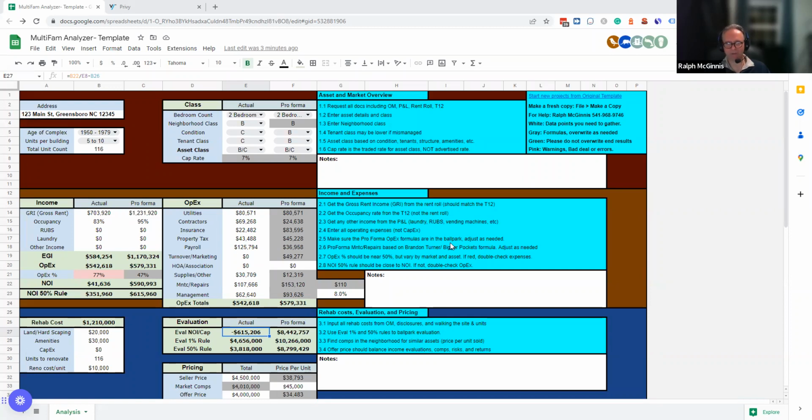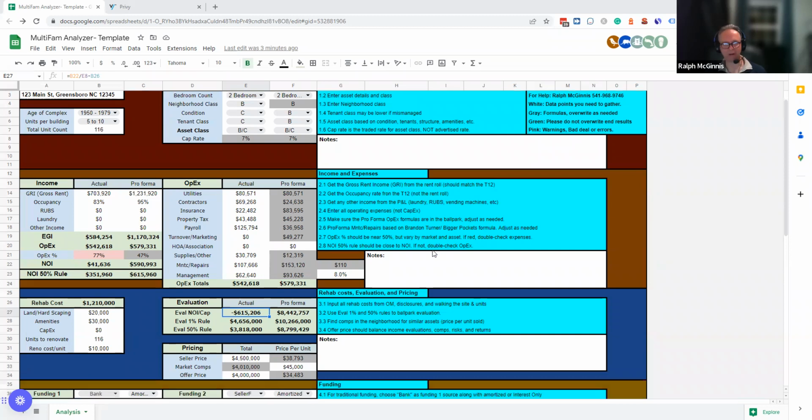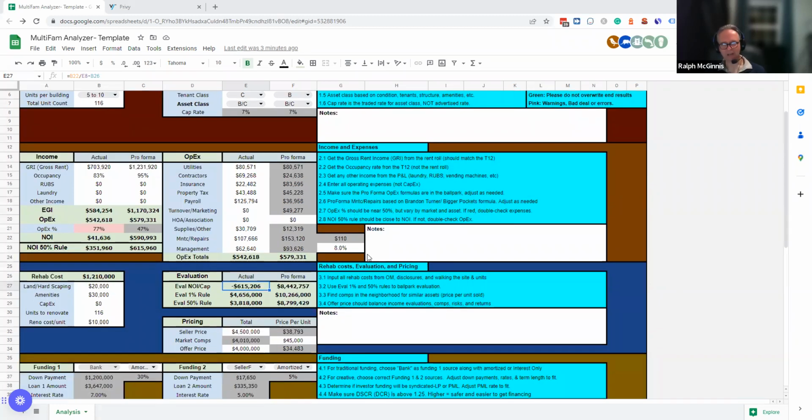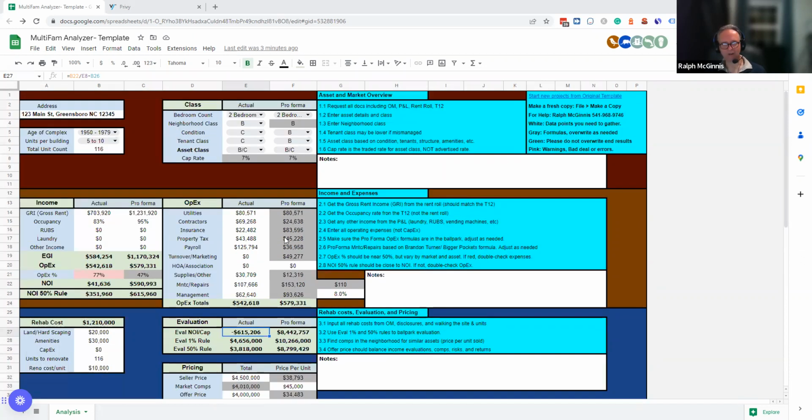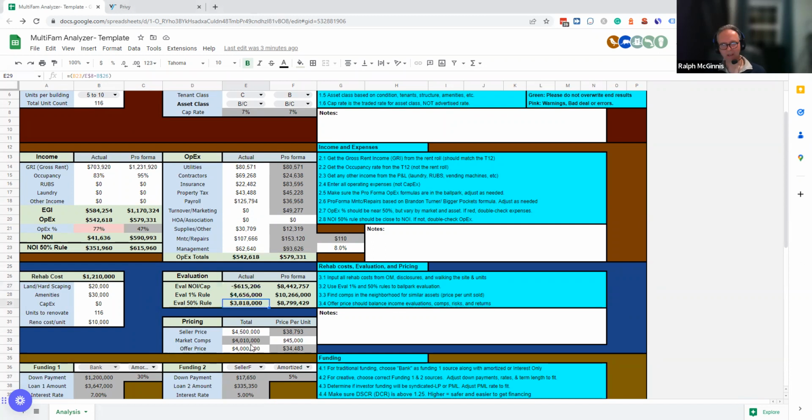But if you do that research, you talk to brokers in your area, come up with the price per unit, you can definitely evaluate that way. If you don't have a broker yet, and you're guessing the cap rate, you can use the formulas here, and you can use either NOI over cap or the 50% rule to come up with a good number. But if you can talk to a broker and get your price per unit, that's a good way to really fine tune your evaluation of the property.